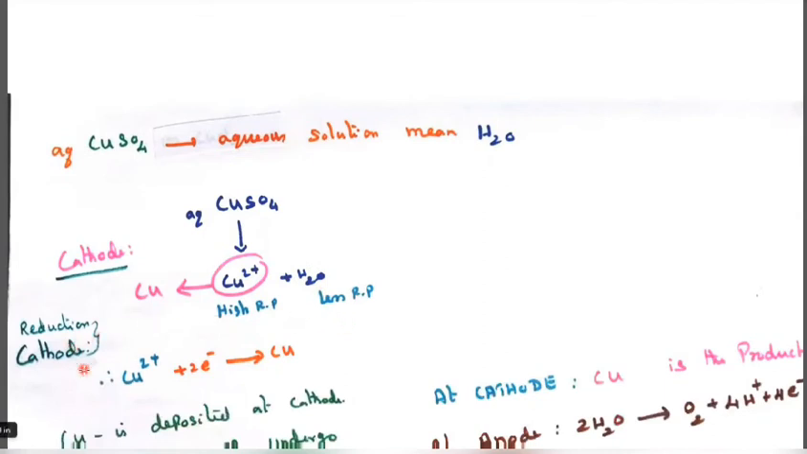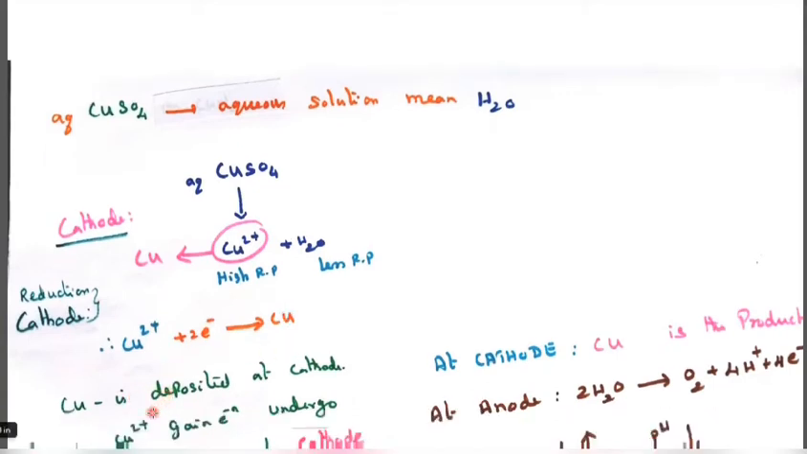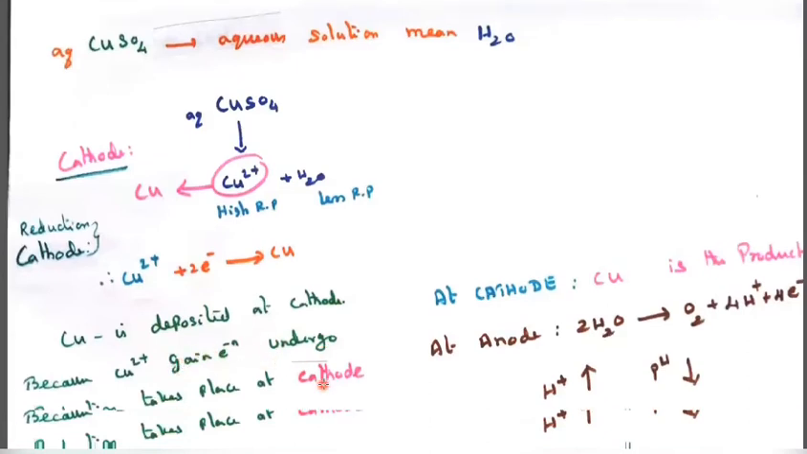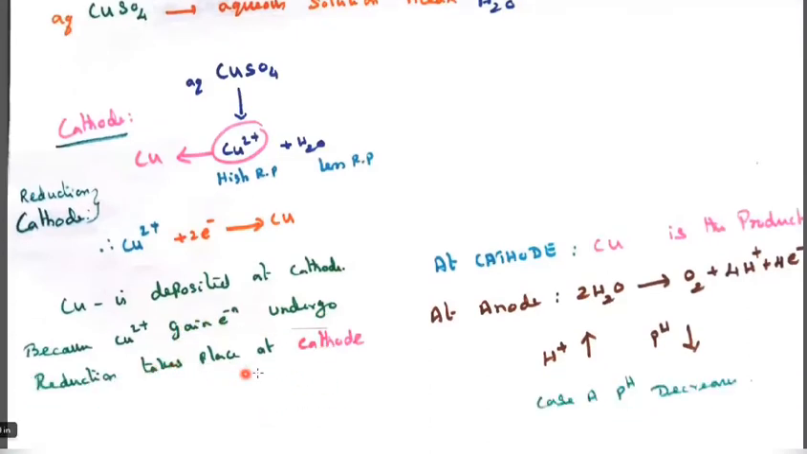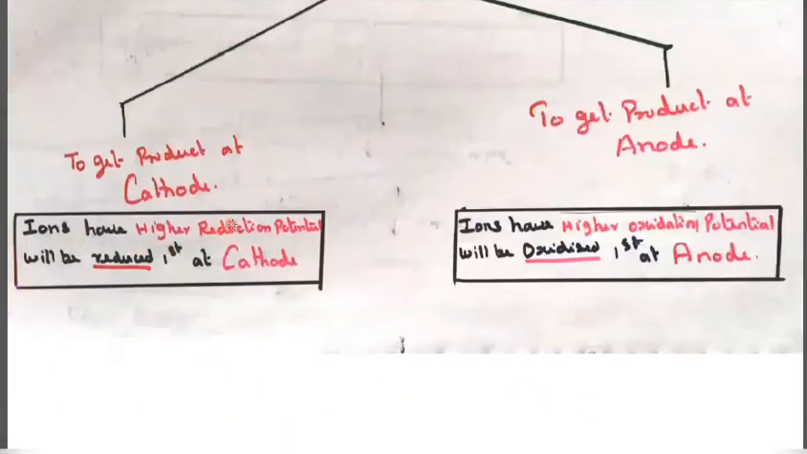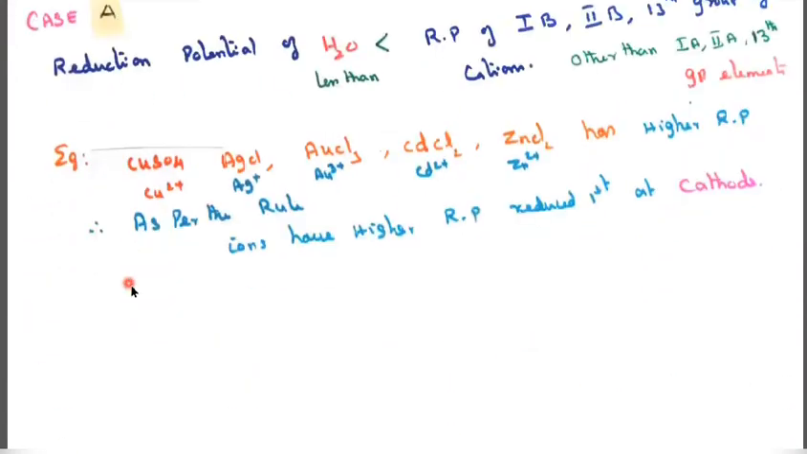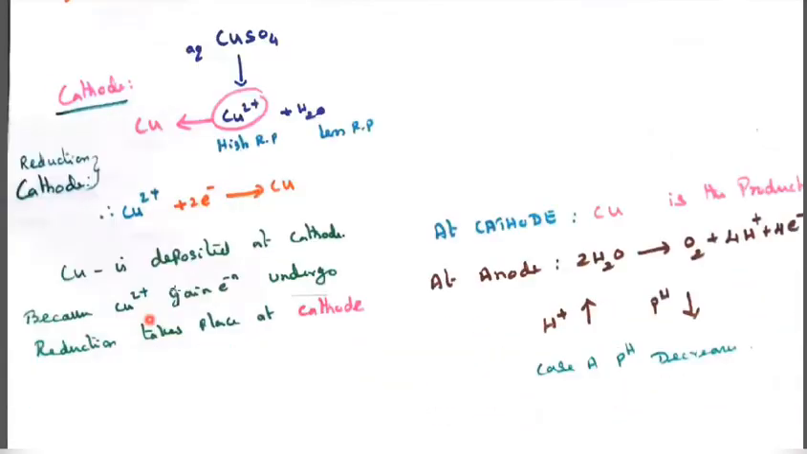So at the cathode, Cu2+ plus 2 electrons gives Cu. So Cu2+ is reduced to copper, and copper is deposited at the cathode. Cu2+ gains 2 electrons and undergoes reduction, so reduction takes place at the cathode. So copper is the product at the cathode. As per the rule, ions having higher reduction potential will be reduced first at the cathode, so copper is reduced at the cathode.